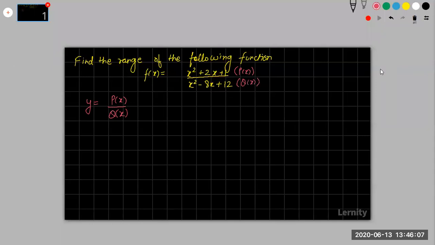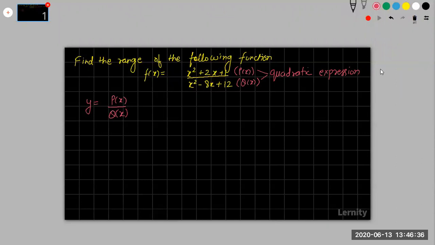If you have any function of this form and they are asking you to find the range, then remember that p of x and q of x, any one of them should be a quadratic expression. Either one of them can be a quadratic expression, or both of them can be.